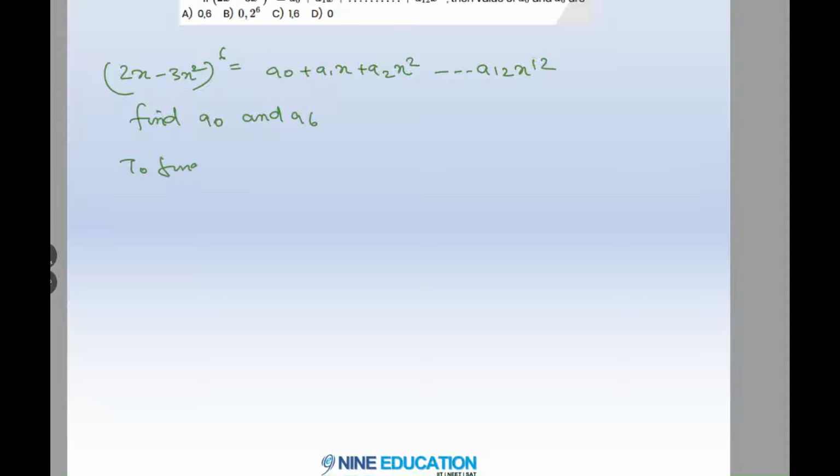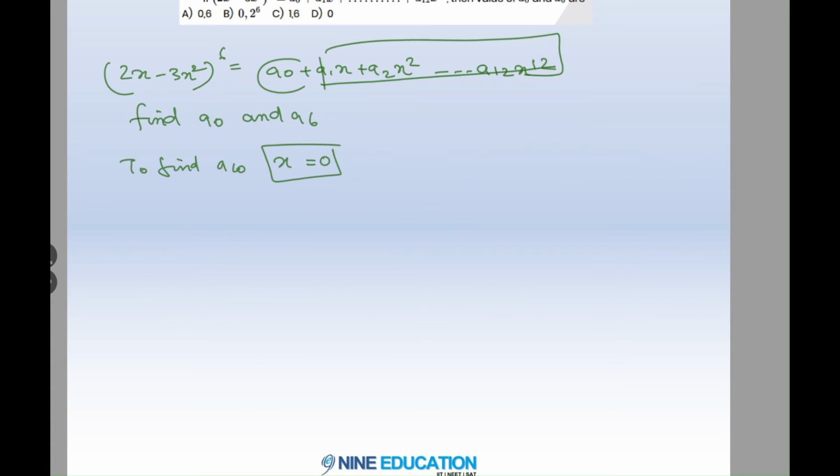If 2x minus 3x square power 6 is equals to a naught plus a1x plus a2x square, and so on, a12x power 12, find a naught and a6. To find a naught, we can directly substitute x equal to 0. If we substitute x equal to 0, all the terms will be 0 and you will be left only with a naught. Therefore, a naught will be equal to 2 into 0 minus 3 into 0 square power 6. Therefore, a naught equals to 0. Clearly, a naught is 0, so this option is rejected.